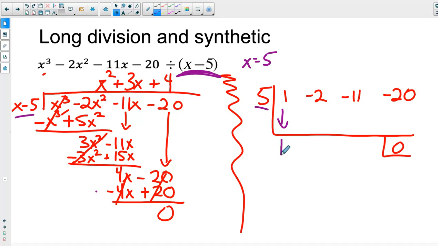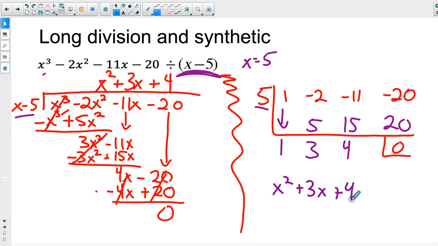So if it's outside, I multiply, and I get a 5. Inside, I add, so I get a 3. And then I multiply, and I get 15. And I add, I get 4. And then I multiply, I get 20. And I add those up, and I get 0. Now, if I'm asking you for the quotient, you have to write that out. You're not done here. You have to write this as x squared plus 3x plus 4. That's your answer.